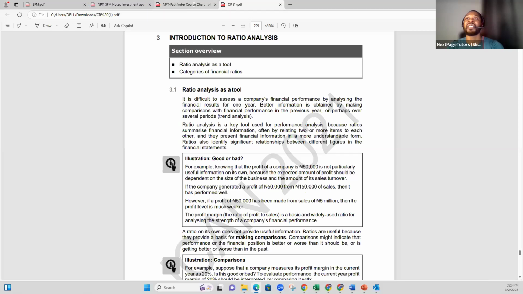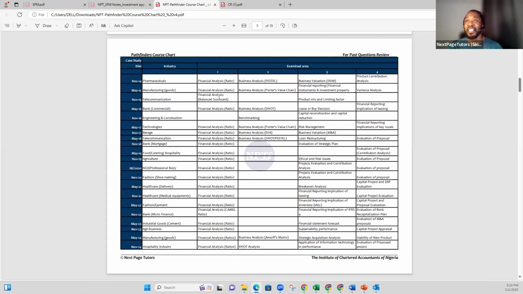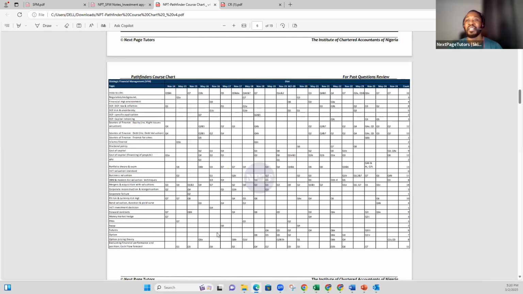Case study. Let me start with case study, guys. This is your past question chart. This is what you are looking at today. Area 1. You see it every diet, financial analysis everywhere. Where is even SFM guys? That's what you have here. And even some other topics like M&A that I say you need this for.